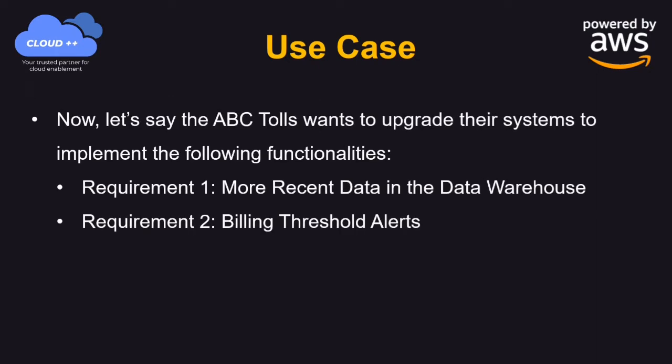Now, let's say the ABC Tolls wants to upgrade their systems to implement the following functionalities. Requirement 1, more recent data in the data warehouse. Requirement 2, billing threshold alerts.